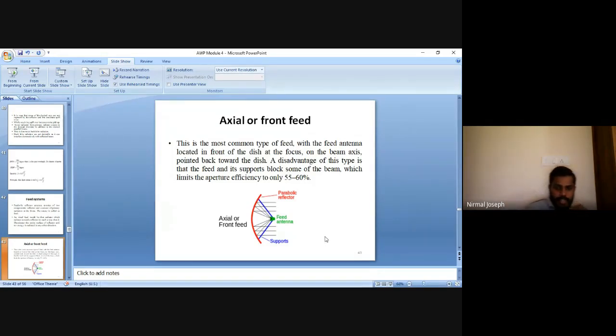This is the feed antenna. Here you can see the feed antenna is supposed to radiate into this dish, this parabolic reflector, only. No other radiations, in order to avoid any backlobe radiations. We are placing the feed antenna in such a way that it radiates towards this parabolic reflector only. A disadvantage of this type is that the feed and its supports block some of the beam. That you can understand by seeing this.